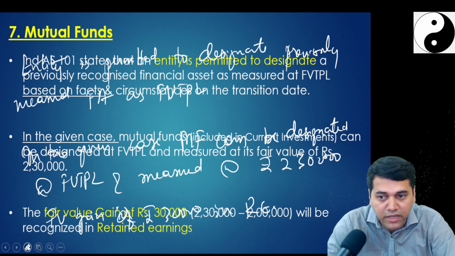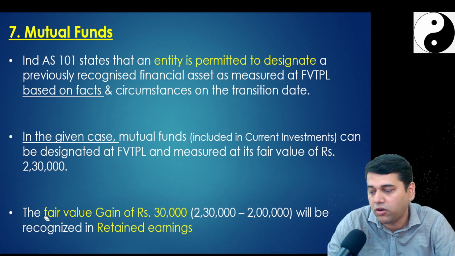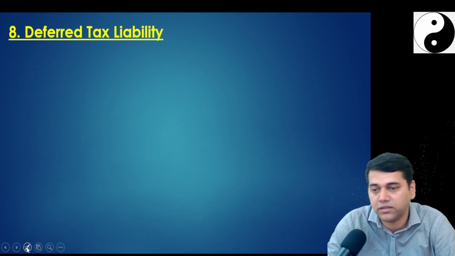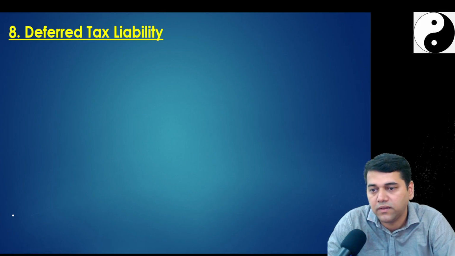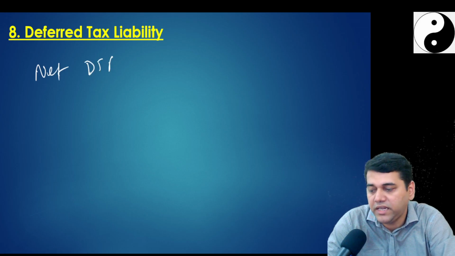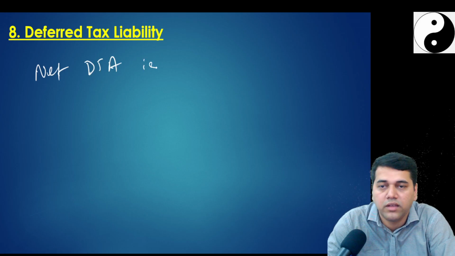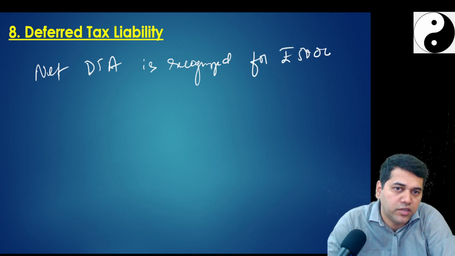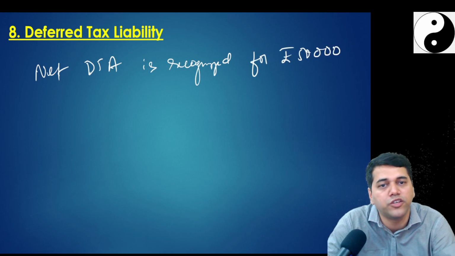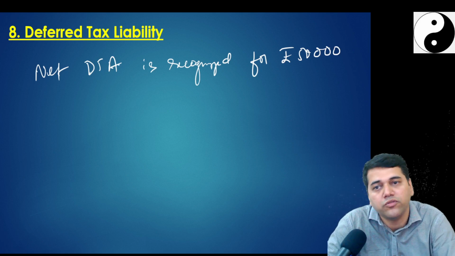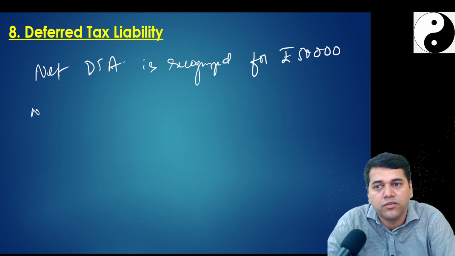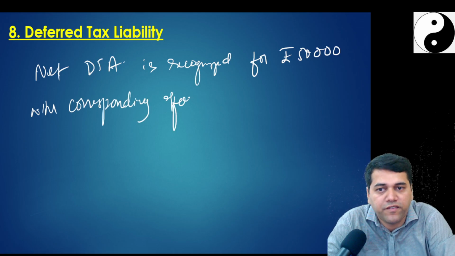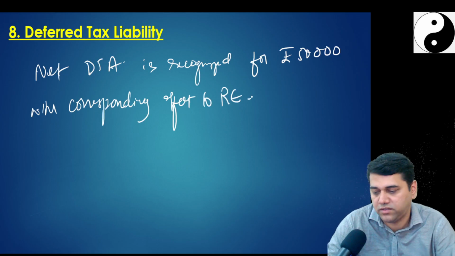Now I'll give you time. Please again go through the theory, because after we finish all, you need to be very clear. Is there any more item? Deferred tax liability. Net DTA is recognized for rupees 50,000. So instead of doing this exercise on individual items, you recognize deferred tax income, which is nothing but an asset for me, with corresponding effect to retained earnings.